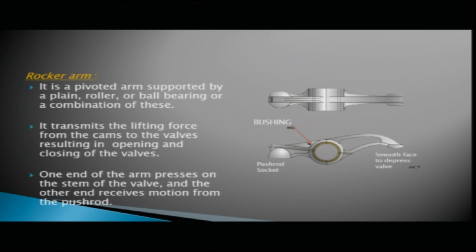Next is the rocker arm. We have also seen the rocker arm in the diagrams. So, here also you can see the rocker arm. It is a pivoted arm. See, this is your pivot point, supported by plain, roller or ball bearings, or a combination of these. This end is the push rod end. Here there is a socket which accommodates the push rod end, and this is the tip, a smooth face to depress the valve. This rocker arm transmits the lifting force from the cams to the valves, resulting in opening and closing of the valves.